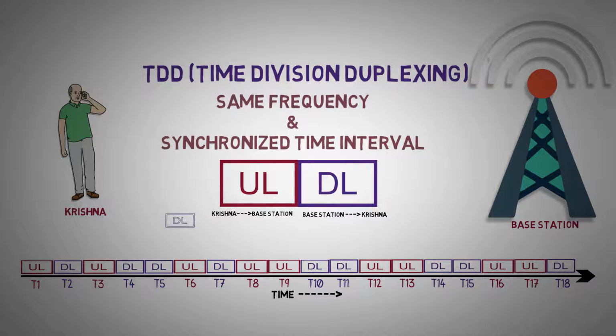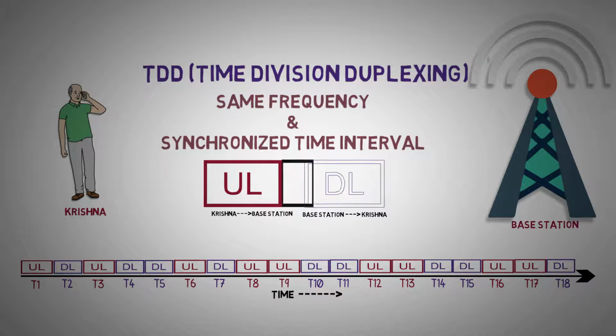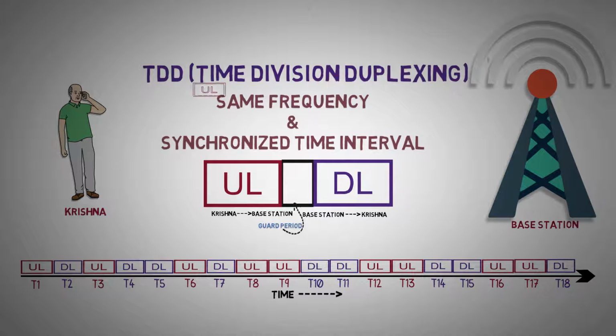Exact opposite with base station. As the transmission periods are relatively short, no time delay is noticed on voice transmissions. In between time slots, there are certain guard periods, so that signals traveling from base station can arrive at Krishna before Krishna starts transmitting.